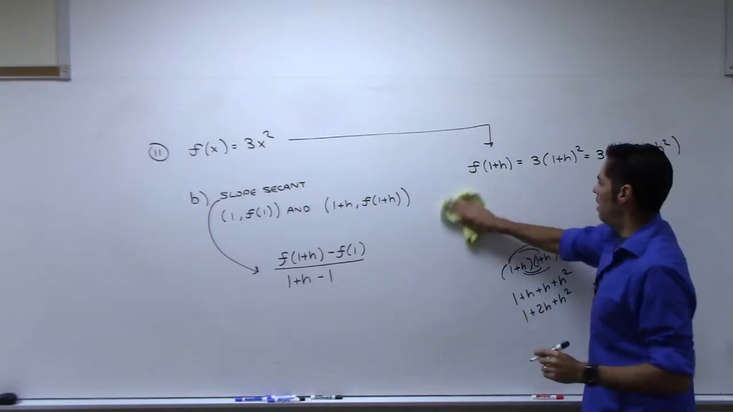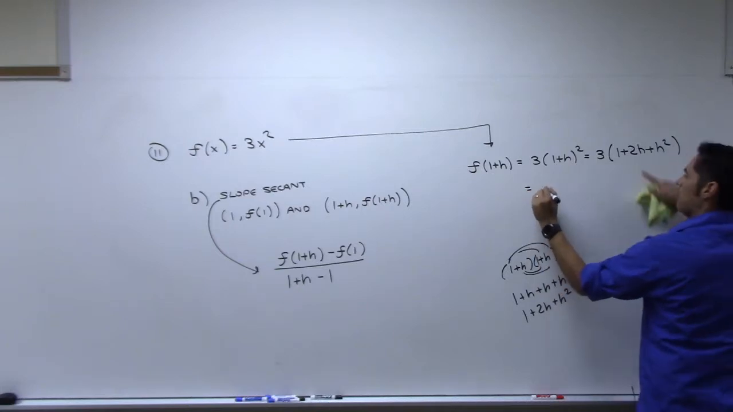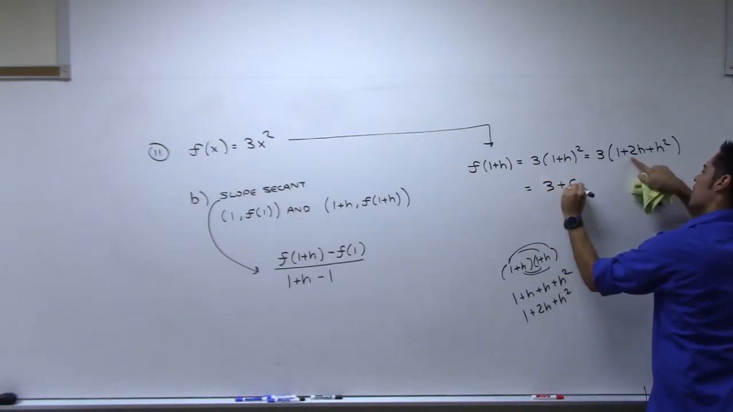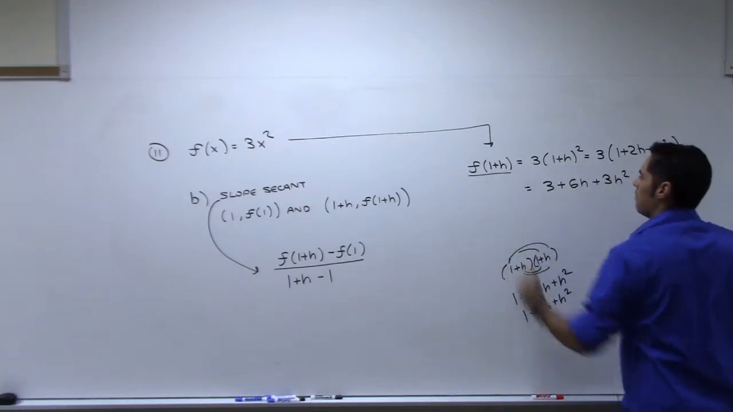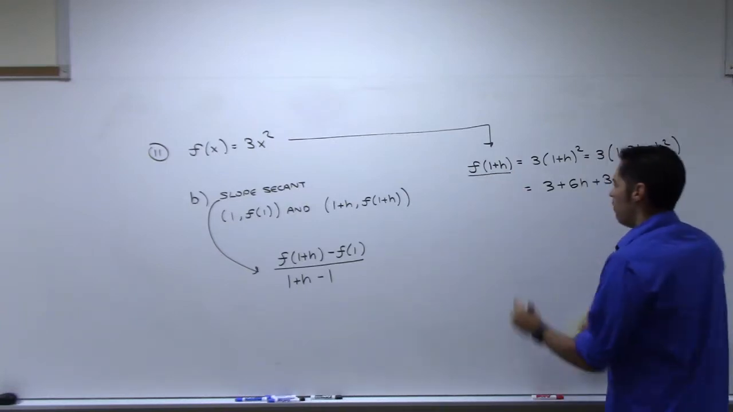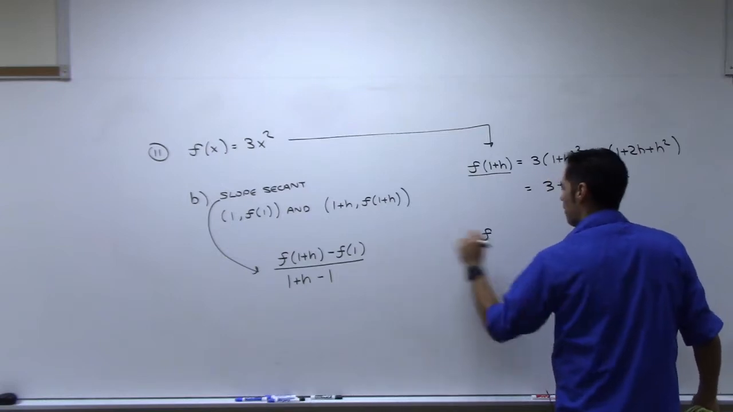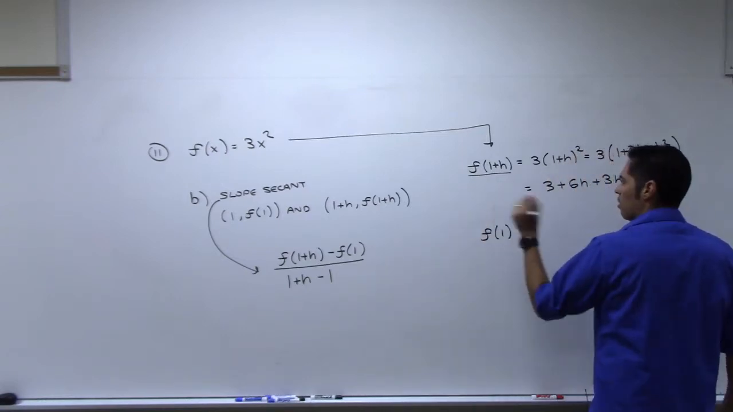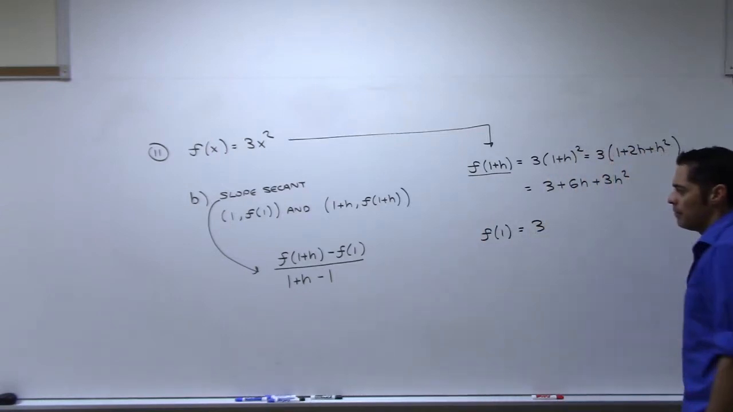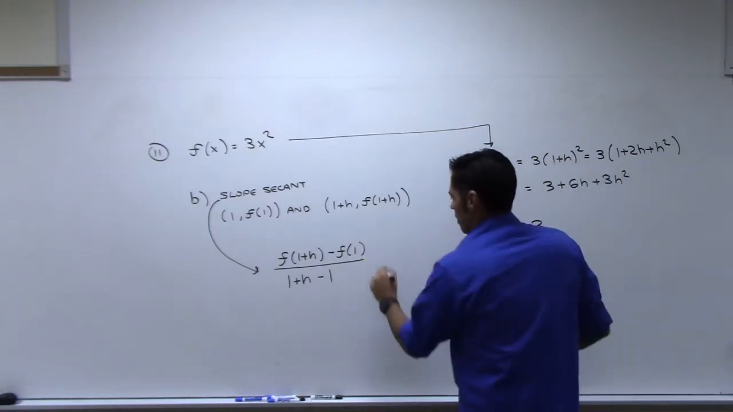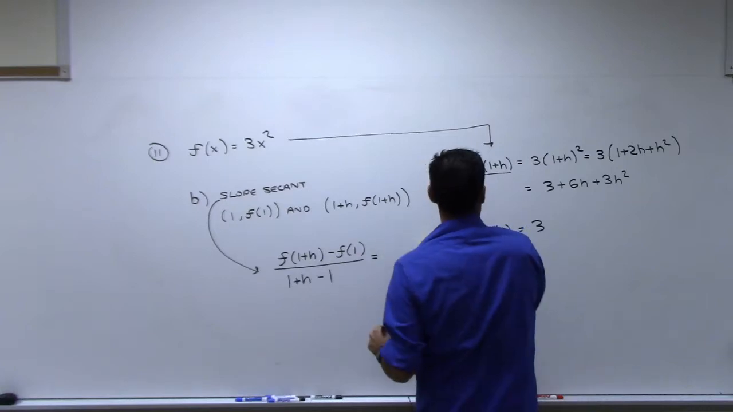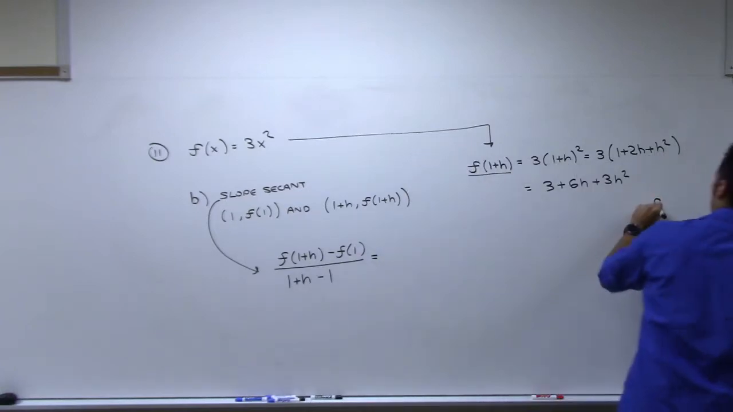I'm going to go ahead and move this down. And then that's going to be 3 plus 6h plus 3h squared. So that's what this is. Now we need f of 1 also. Okay, we need f of 1, which we did earlier. It's just going to give us 3. All right, so now let's come back here and let's figure out what this is. This should be equal to, and I'll move this over, f of 1 was 3.